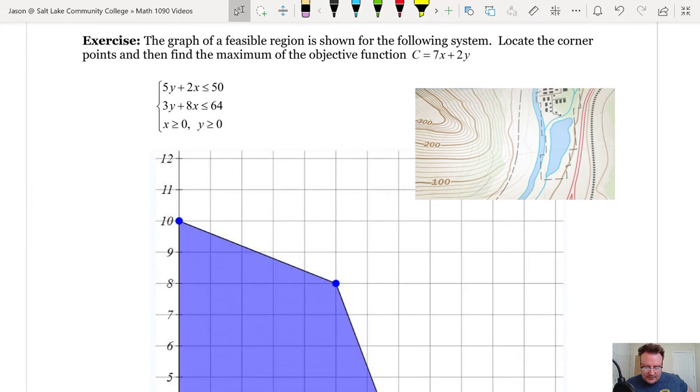Okay, here's our first exercise. The graph of a feasible region is shown for the following system. By system, we mean this system of linear inequalities here. Okay, locate the corner points and then find the maximum of the objective function. C is equal to 7x plus 2y. Okay, so this is using that first bullet point in the theorem we just looked at.